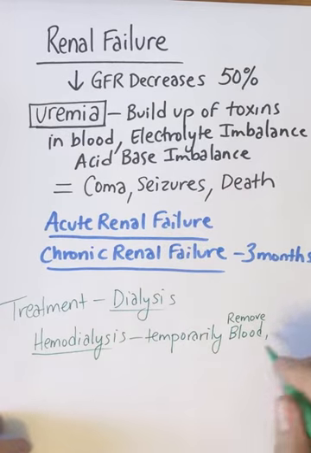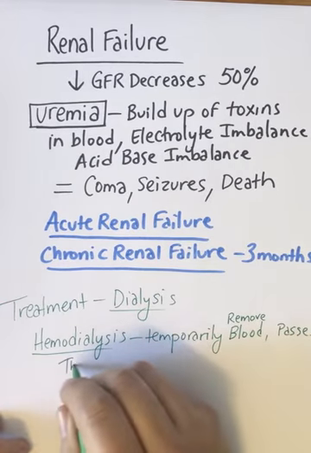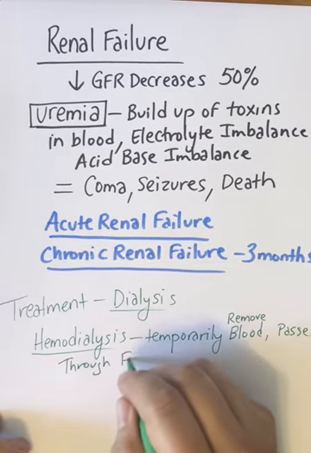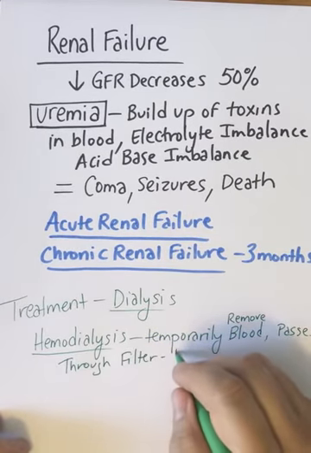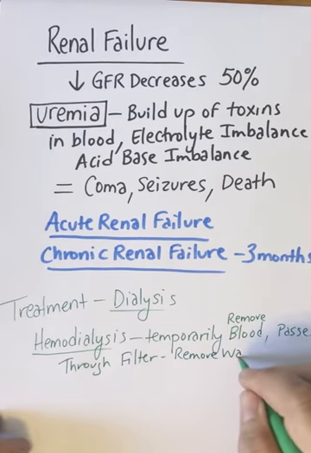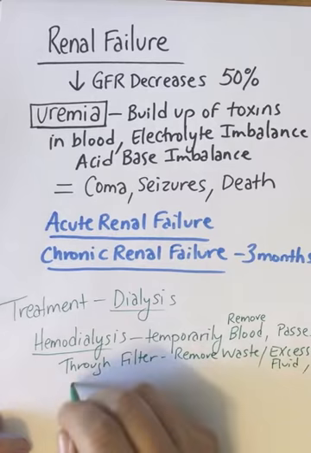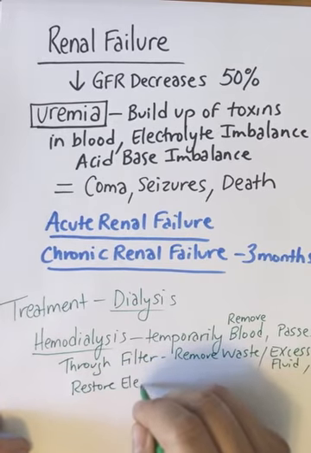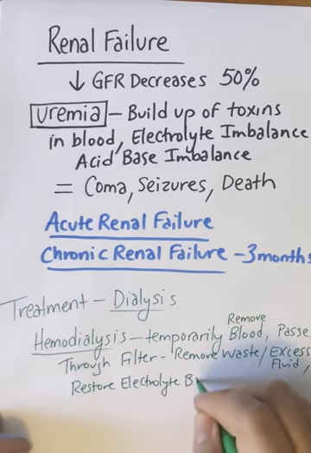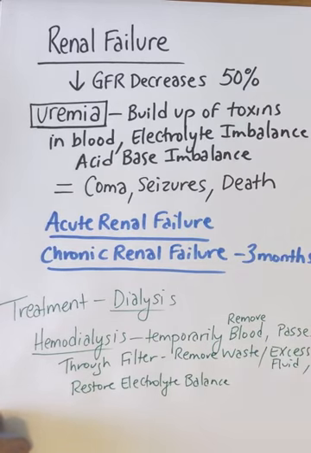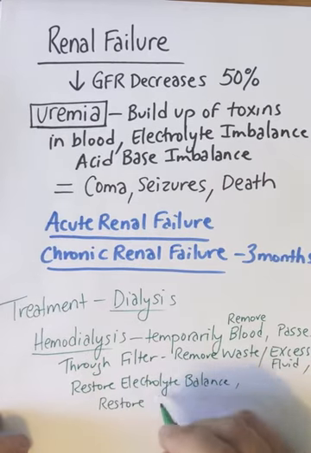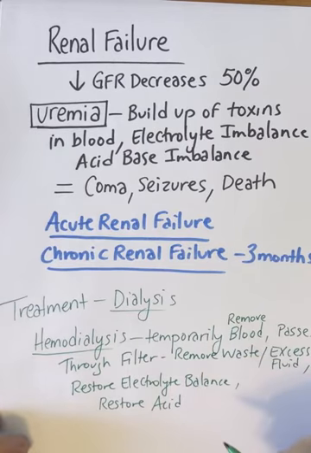The blood then has to pass through a filter, which is the dialysis machine. The dialysis machine, which is the filter, is going to remove waste and any excess fluid. So they have to weigh them and see what they weigh coming in. But it also has to restore their electrolyte balance, so it's got to get the appropriate amount of sodium and potassium. And it's also going to have to restore the acid-base balance so that they don't have a coma or seizure.